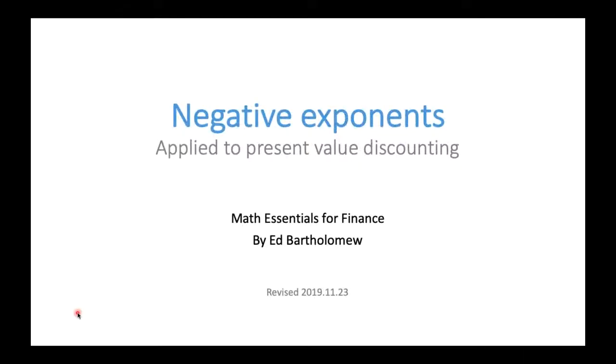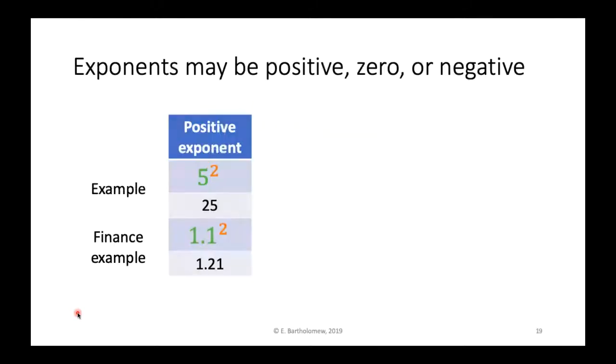Hello, and welcome to this tutorial on negative exponents, where we have applications to present value discounting. Now, in the previous tutorial, we looked at positive exponents. For example, 5 squared being 25, or 1.1 squared being 1.21. But exponents may be 0 or negative as well.